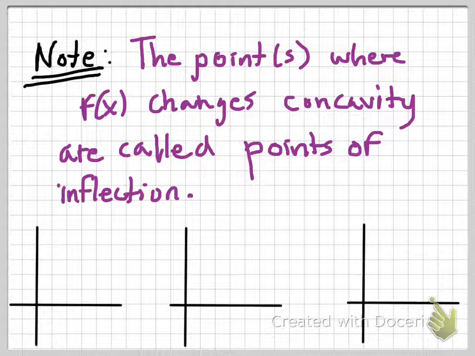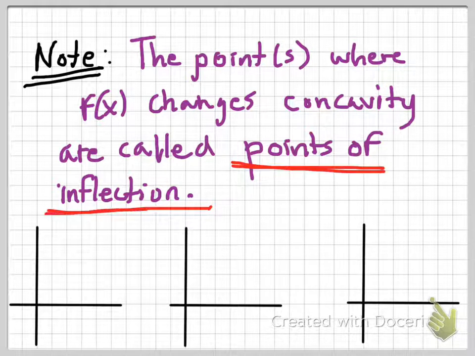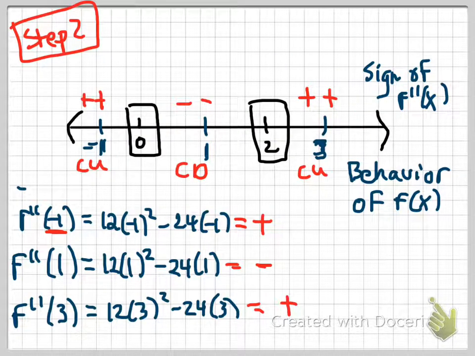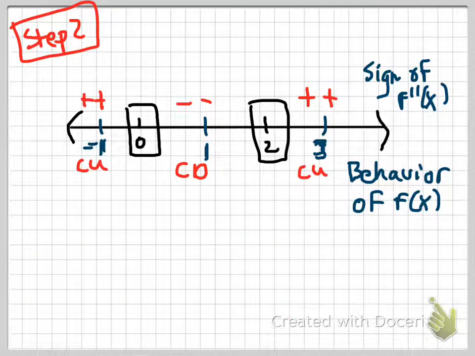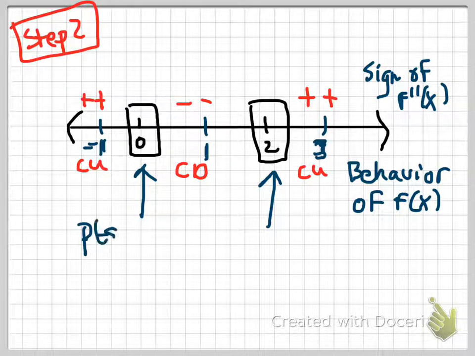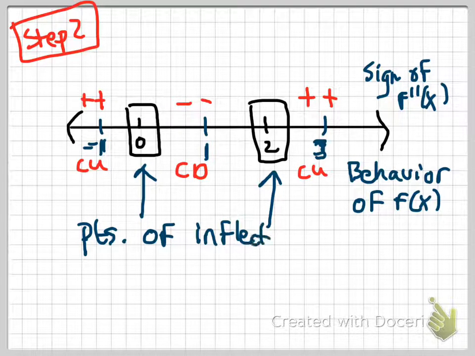The points where f of x changes concavity are called points of inflection. Points of inflection would be from the number line. So going back to that number line real fast, I'm going to erase down below just so I have some space down here. But these points right here at 0 and at 2, where the concavity changes, are called points of inflection. Those are the points where concavity changed on the graph.